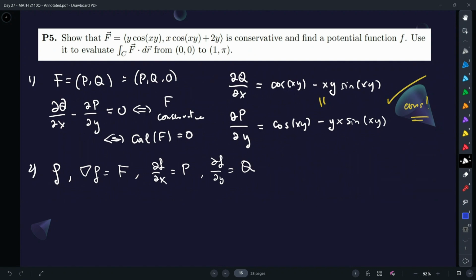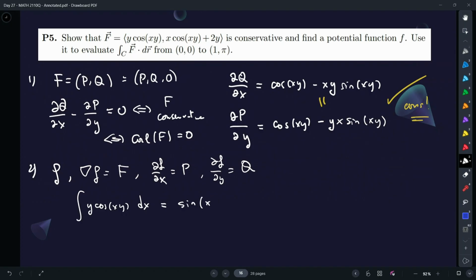So what we do usually is take one of the two and integrate, either do the integral of P with respect to x or of Q with respect to y. Y seems more difficult to integrate, so I'm going to do x. I'm going to do P. So I find the integral of y cosine xy with respect to x. What's the integral of y cosine of xy with respect to x? Sine xy plus c.